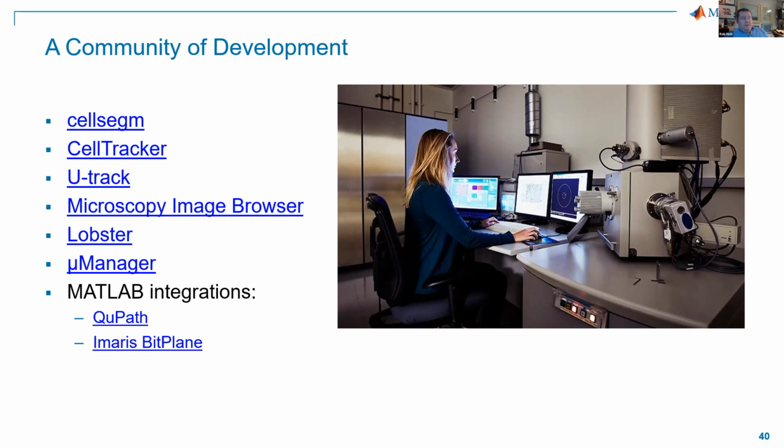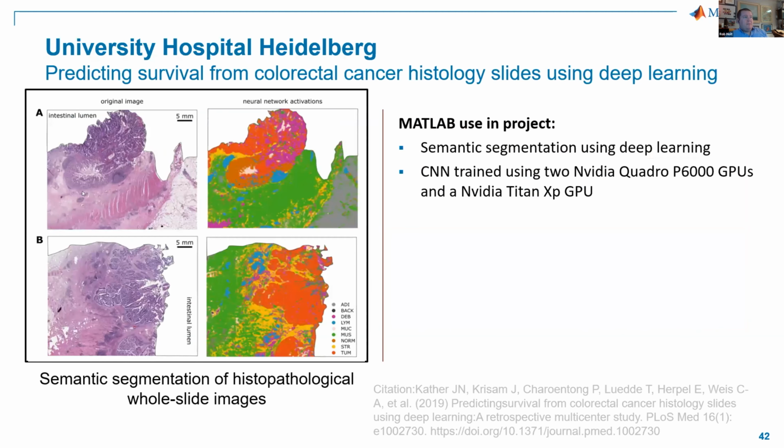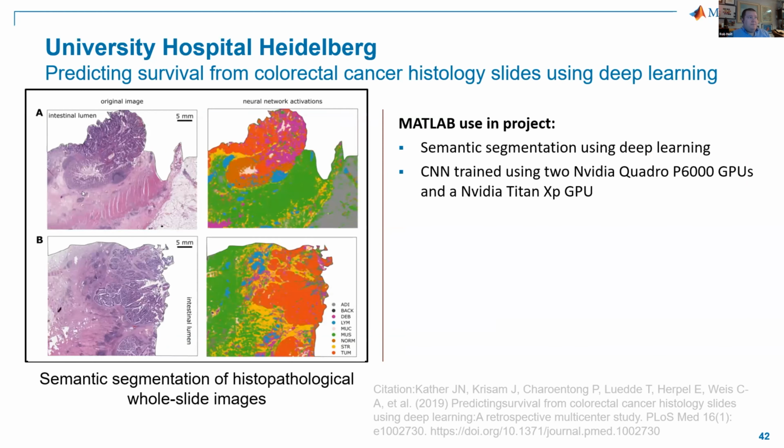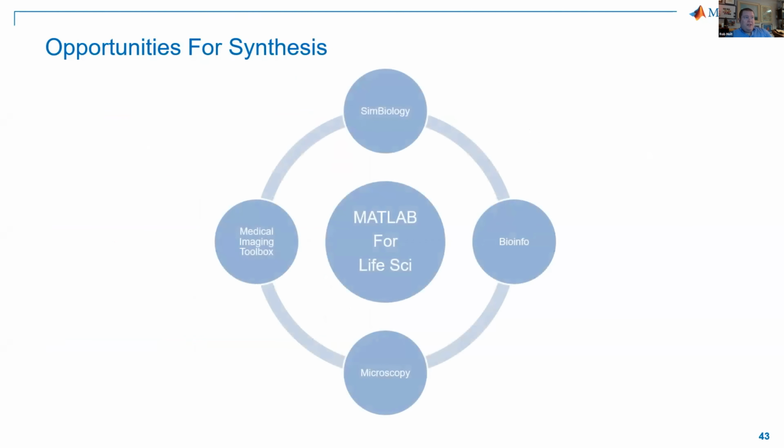There is also a ton of development for general medical image analysis. So when it comes to microscopy, here's a quick example where University Hospital Heidelberg used our AI tools to predict survival from colorectal cancer H&E images. So we have all these great tools for life sciences.